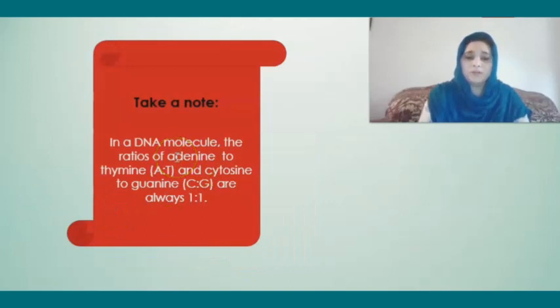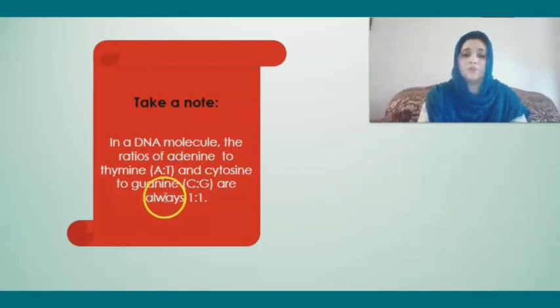So it is important to note here that in a DNA molecule, the ratios of adenine to thymine, that is A/T, and cytosine to guanine, C/G, are always 1:1. For example, if adenine is present at 40%, thymine will also be present at 40%. If cytosine is present, for example, at 30%, guanine will always be present at 30%. So they are present in a ratio of 1:1.